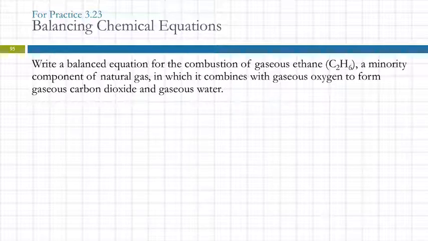Let's do another one. Write a balanced equation for the combustion of gaseous ethane, a minority component of natural gas, in which it combines with gaseous oxygen to form gaseous carbon dioxide and gaseous water. So again, we're given words. So combustion of ethane in which it combines with, so combines with is like the plus sign. To form is our arrow, and we've got gaseous carbon dioxide and gaseous water.